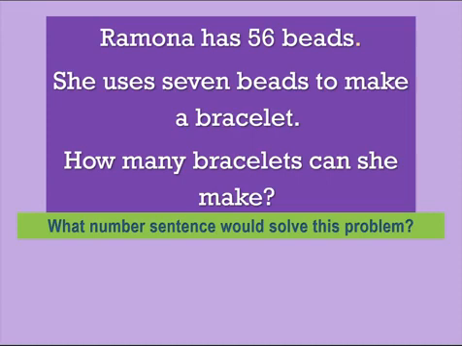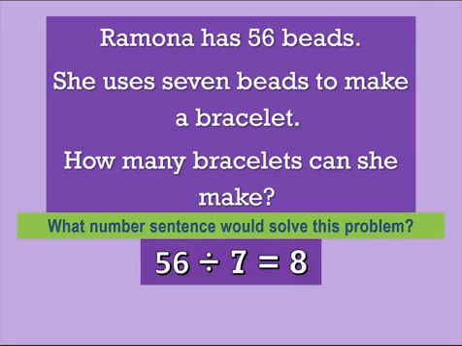All right, you know what time it is. You need to write that number sentence that we would use to solve this problem. Start out by writing your dividend, then your divisor, then your quotient. Let's hear it. Good job. 56 divided by 7 equals 8.